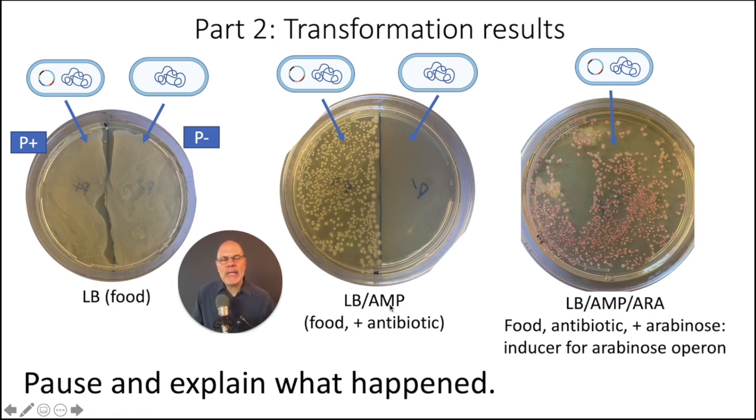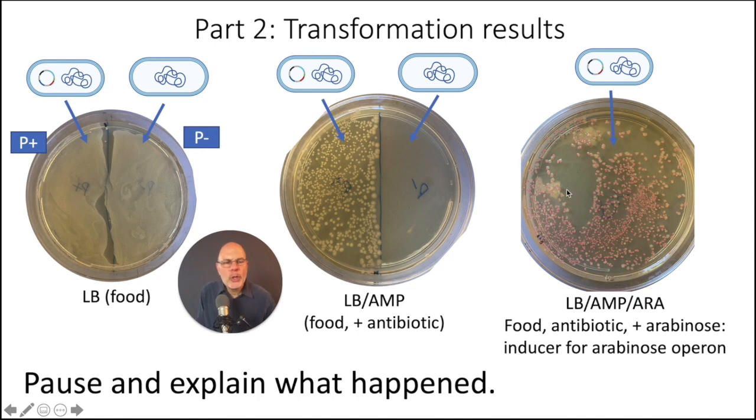Now over here, this is the P plus side. This is LB and ampicillin. So we've got bacterial colonies. Each one of these represents a single bacterial cell that then grew into several million clones. And so we've got hundreds of bacterial colonies on this side of the plate. On this side, where we placed the P minus bacteria, nothing is growing whatsoever.